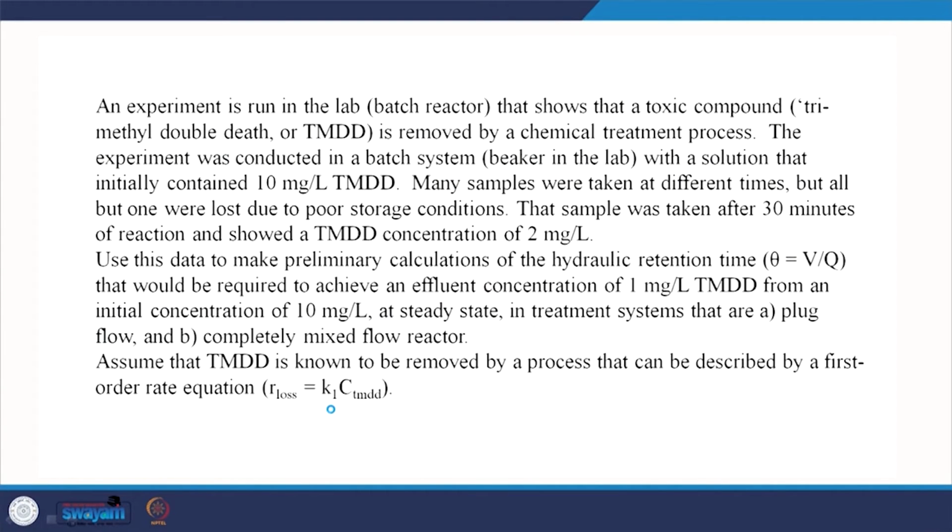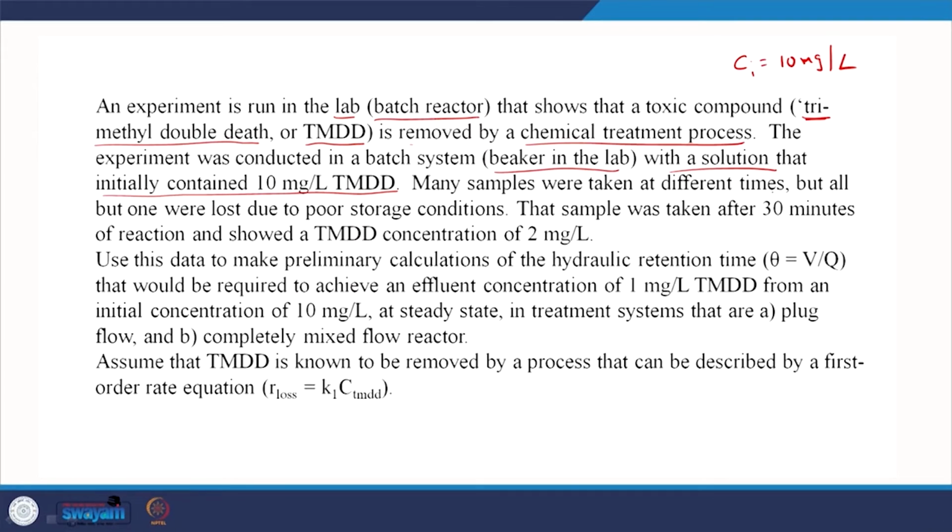So, here we have an example that I guess will bring in various aspects together. An experiment is run in the lab, and in the lab we typically conduct batch experiments, right, and that shows that a toxic compound which we are referring to as trimethyl double death, TMDD, is removed or degraded by a chemical treatment process. The experiment was conducted in a batch system, which is a beaker in the lab with a solution that initially contained 10 milligram per liter trimethyl double death. C initial is equal to 10 milligram per liter.